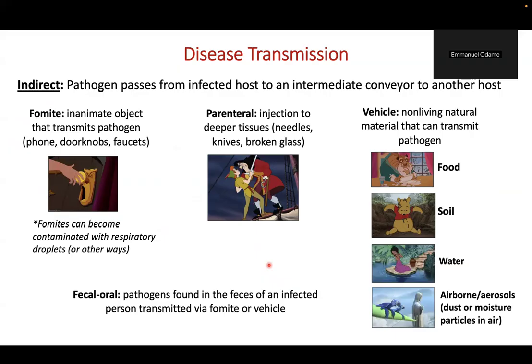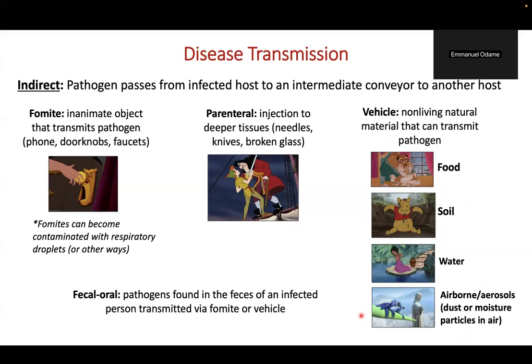And then we also have transmission through a vehicle, basically non-living natural material that can transmit pathogens. A common one is food. If food is infected with a pathogen, let's say bacteria or a microbe, you can easily get it. Another common one is soil. That's why you went out there to culture the soil in the first few weeks. It's actually the first lab we did, to sample from the soil. We can also have some coming from water. We can have some coming from airborne, which is basically dust or moisture particles in the air.